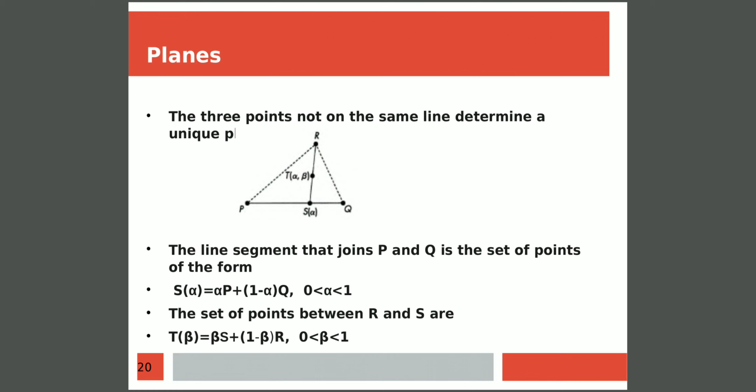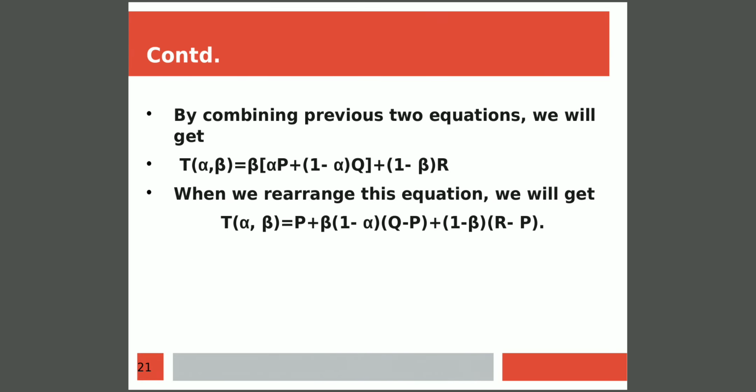If we join this point S to R, we get a new line segment on the plane. The set of points existing on this new line segment will be represented as T of beta equal to beta S plus 1 minus beta into R. Now in the second equation, if we substitute the value of S, we get a new equation, T of alpha comma beta equal to beta of alpha P plus 1 minus alpha into Q, plus 1 minus beta into R.